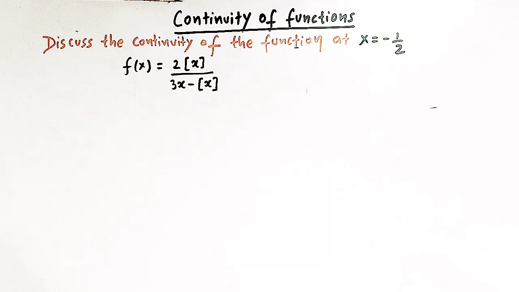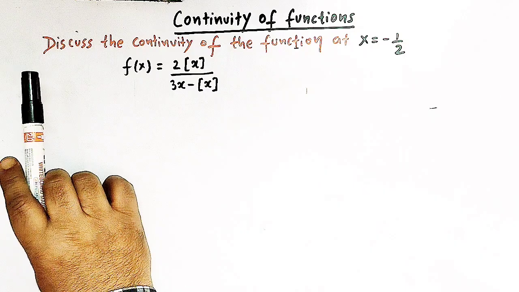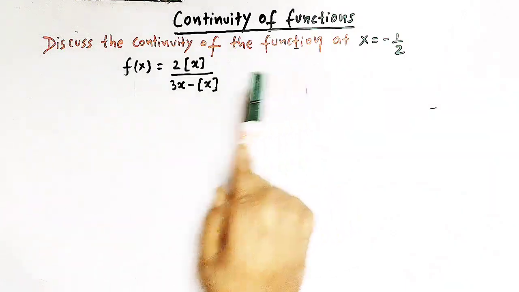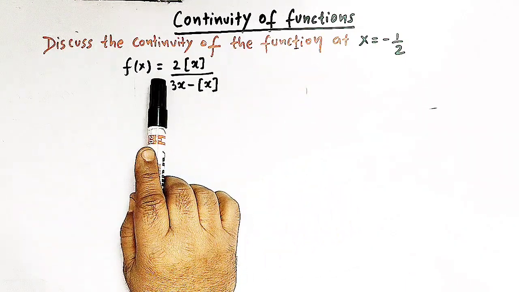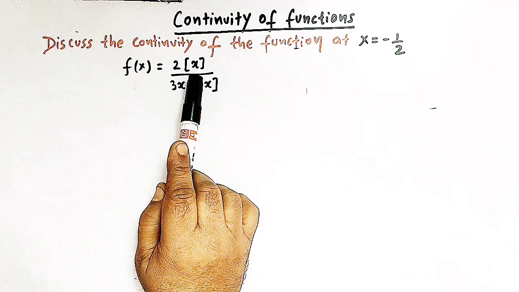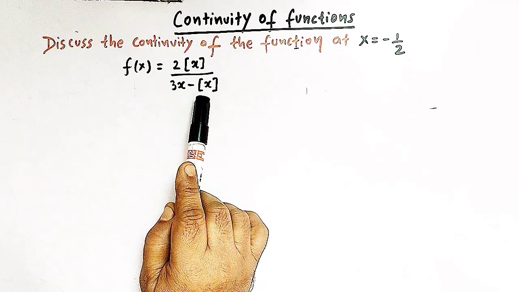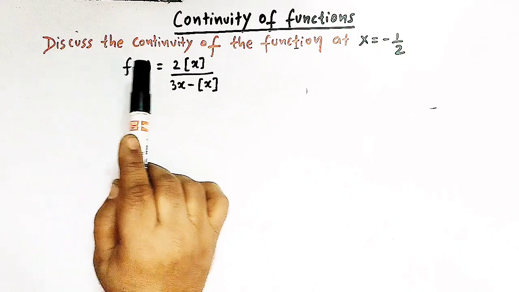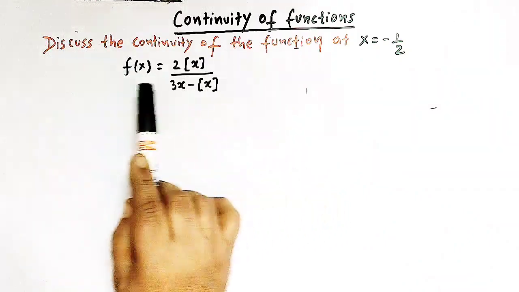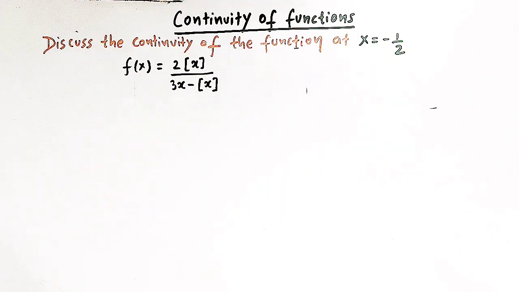Hello viewers, in today's session we are going to discuss an important problem from continuity of functions. We are going to discuss the continuity of the function f of x equal to 2 times greatest integer of x divided by 3x minus greatest integer of x, and we have to discuss the continuity of this function at x equal to minus half.